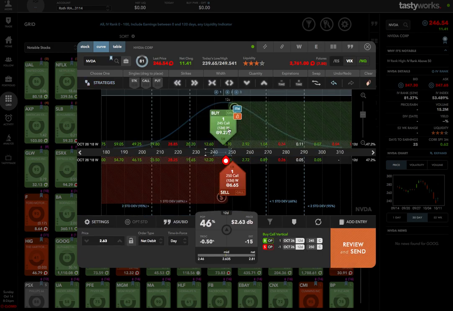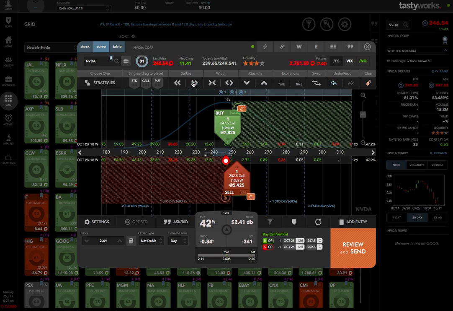So if you want to do a vertical long call, then you could do this. You could have this spread right here. This here is a $5 spread, which you would get. You would pay $263 for this one contract.